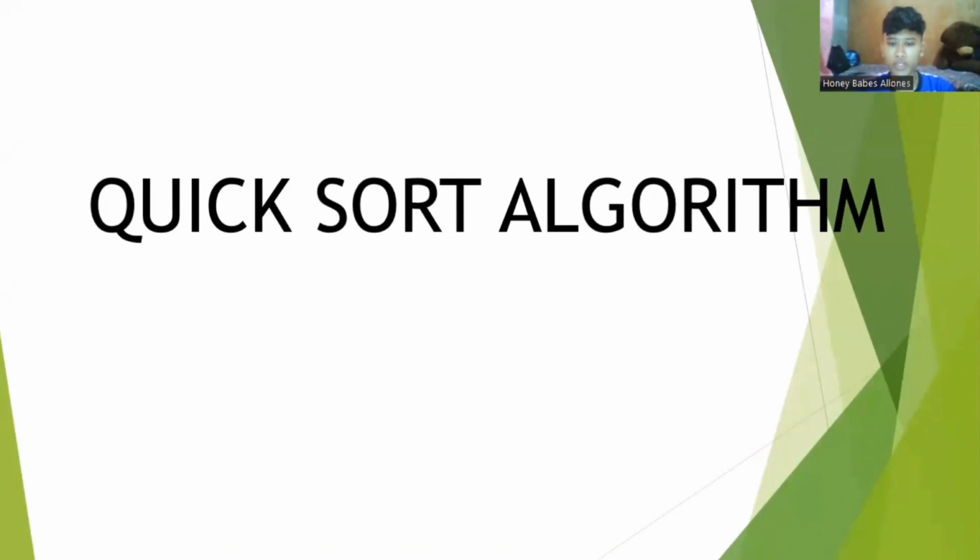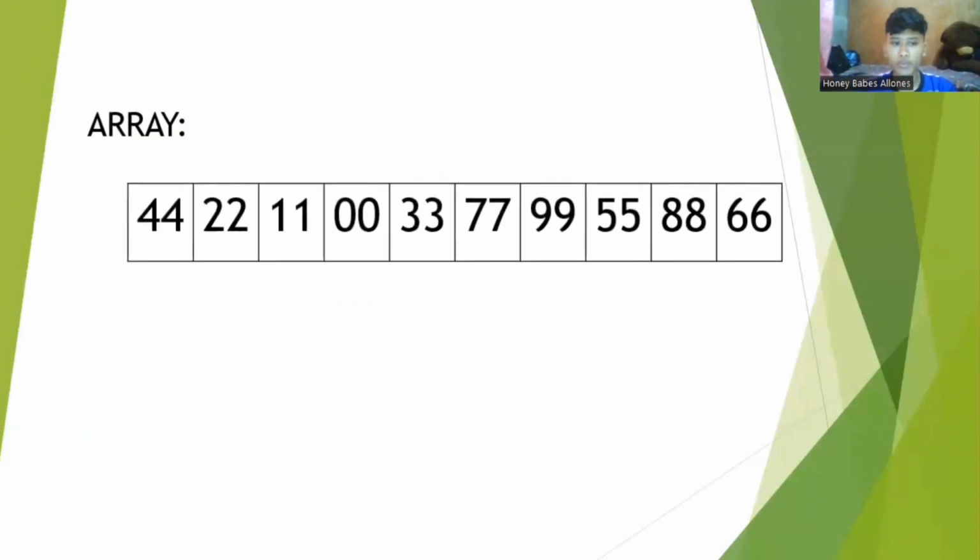Today we're going to learn the quicksort algorithm. Here we have an array composed of 44, 22, 11, 00, 33, 77, 99, 55, 86, 88, and 66. We choose one element as our pivot. So we choose 44 as our pivot and put it in the middle to create two sub-arrays.